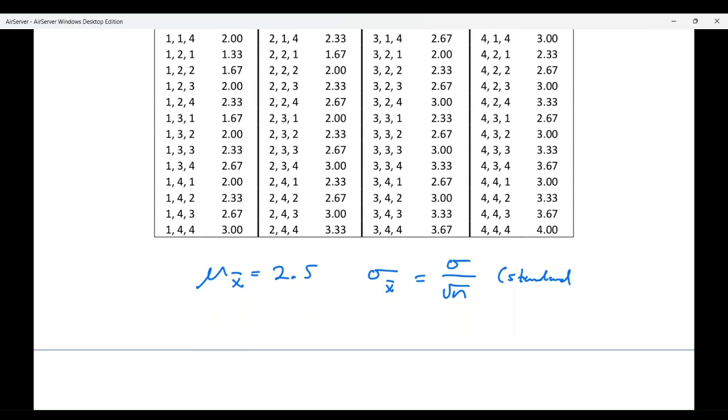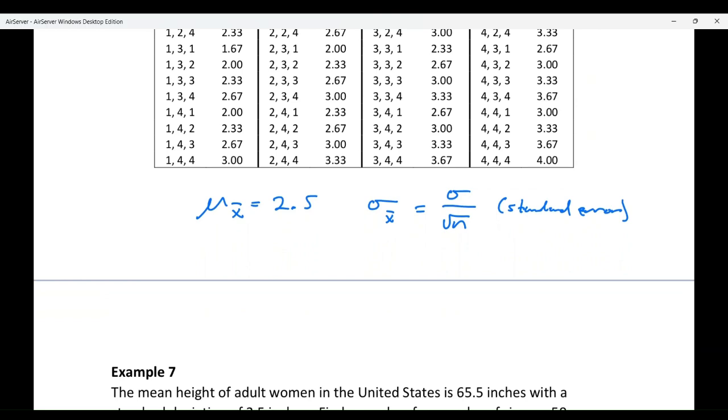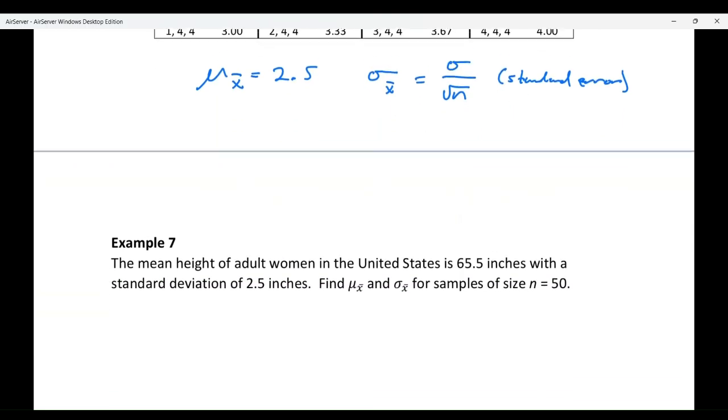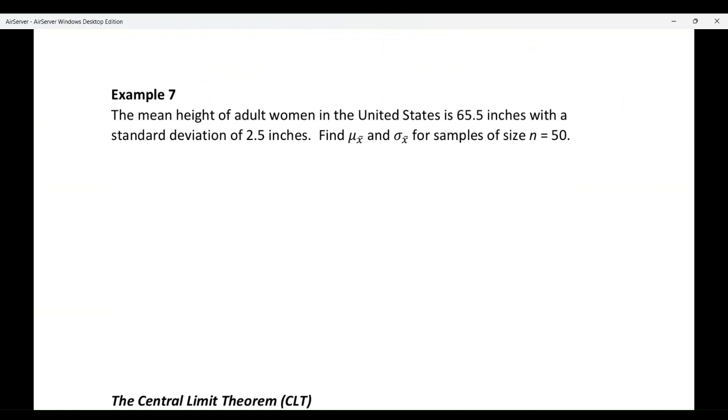Sometimes when we're dealing with the sample, you will hear this called standard error. Okay. All right. So let's talk about why. Let's go through an example and see how this is applied, and then we'll get into the why and what this means. So let's say the mean height of adult women in the United States is 65.5 inches with a standard deviation of 2.5.